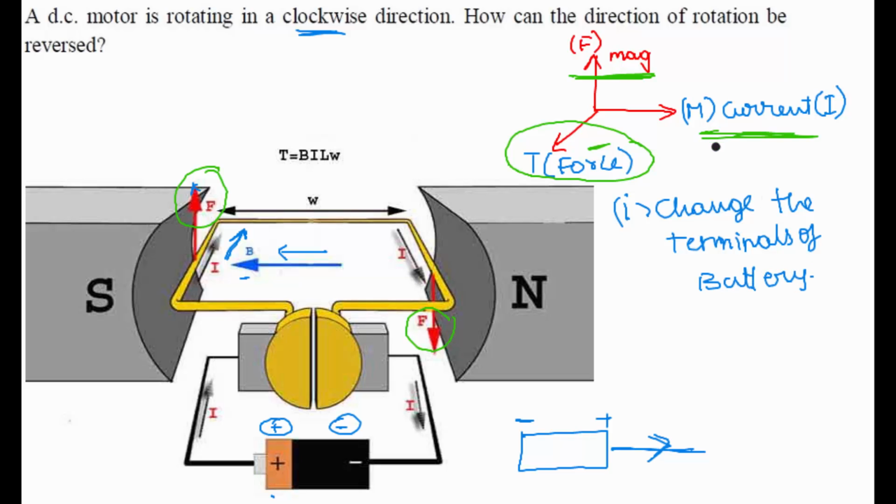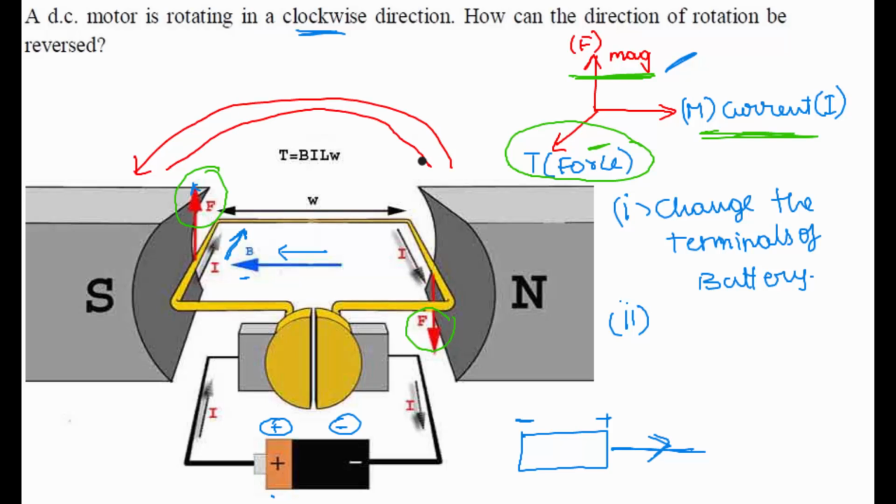Second, how can I change the direction of magnetic field? If I bring this north pole to here and the south pole to here, your magnetic field will change from this side to this side. This will become north and this will become south. So your magnetic field direction will change. Now when your magnetic field direction changes, it will change your force direction also.